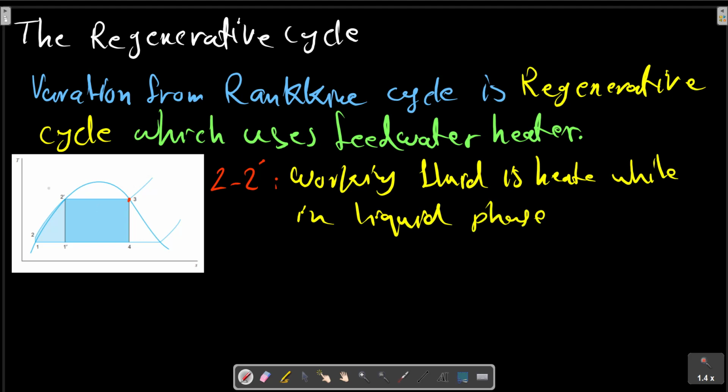So we have liquid, superheat steam, and two phase. The working fluid is heated in the liquid phase, and the average temperature of the working fluid is much lower than during the vaporization from 2 prime to 3.